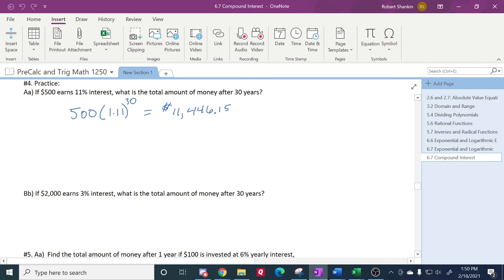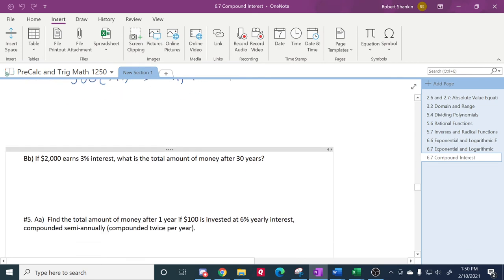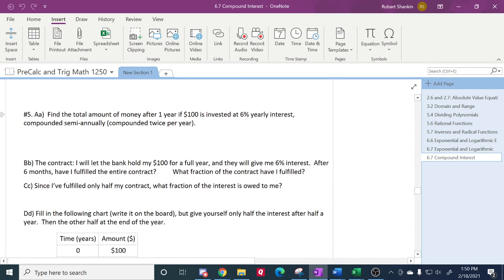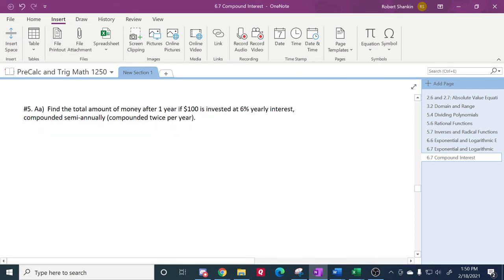All right, I'm going to skip over B. It's the same kind of thing, and I'm going to jump right to 5A. So 5A, find the total amount of money after 1 year if $100 is invested at 6% yearly interest, compounded semi-annually. It means that it's compounded twice per year.